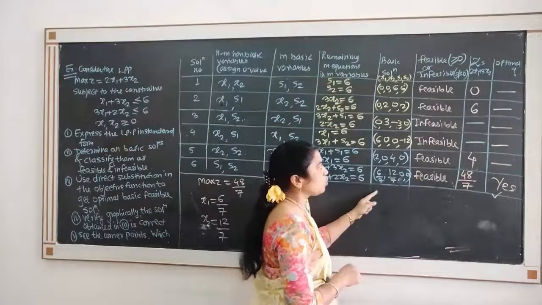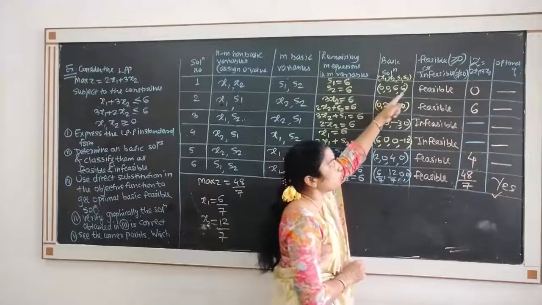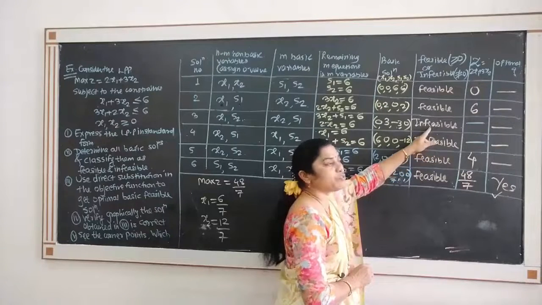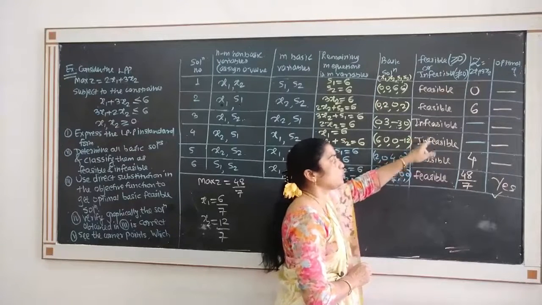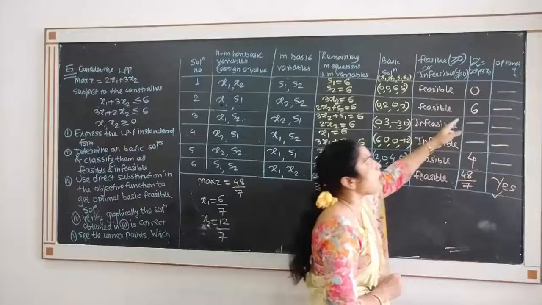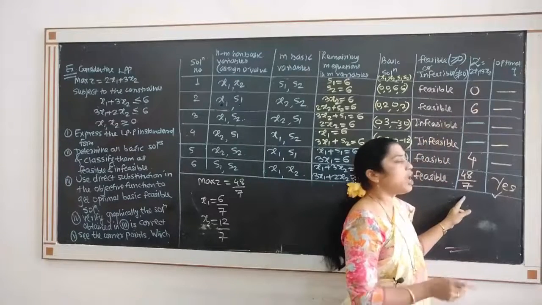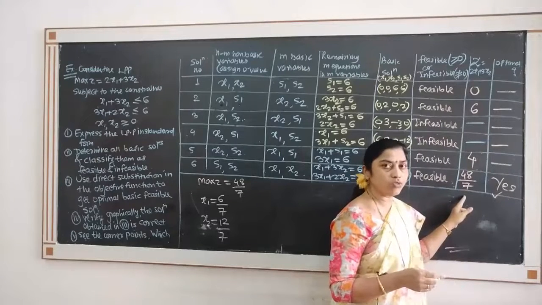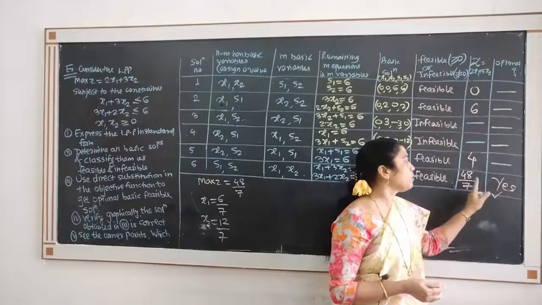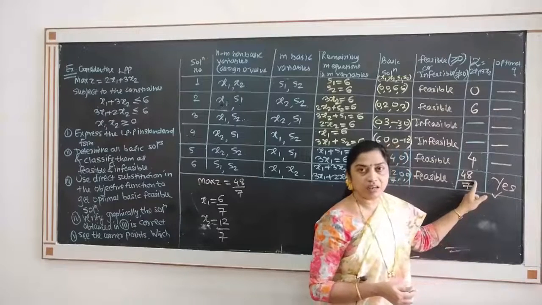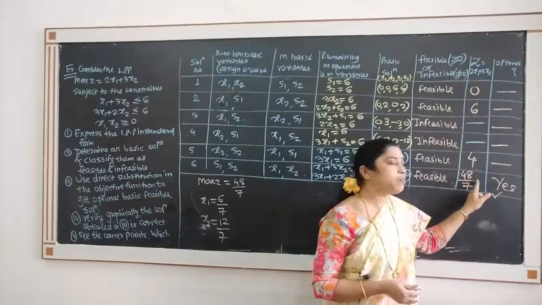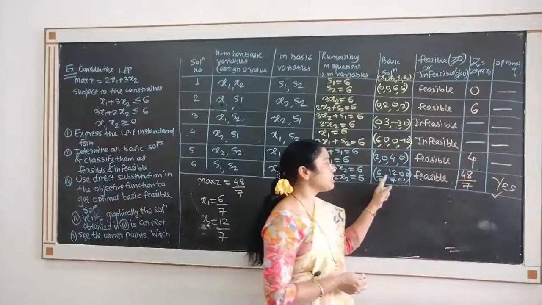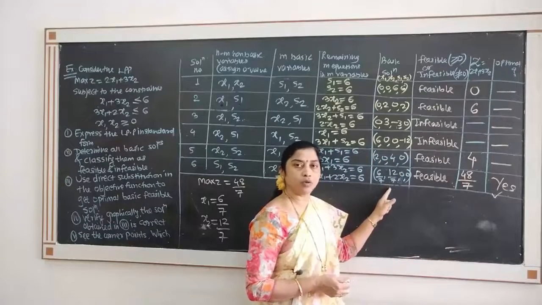Among the 6 basic solutions, we have 4 feasible and 2 infeasible because they have negative values. Those are infeasible solutions, and among these feasible solutions we find the objective value which is greater because we want to maximize Z, and that comes to be at this point. So we get the answer that maximum Z is 48 by 7 at the point x1 is equal to 6 by 7 and x2 is equal to 12 by 7.